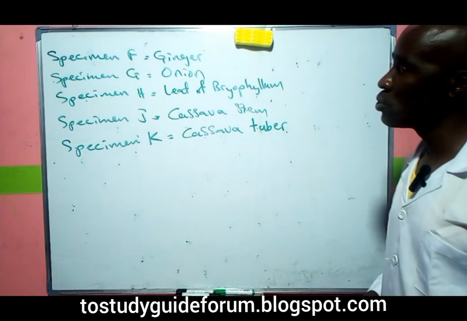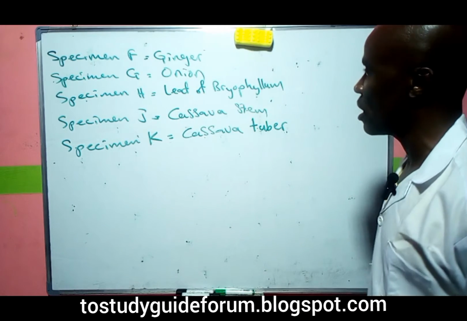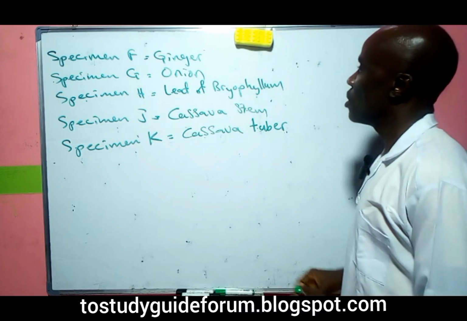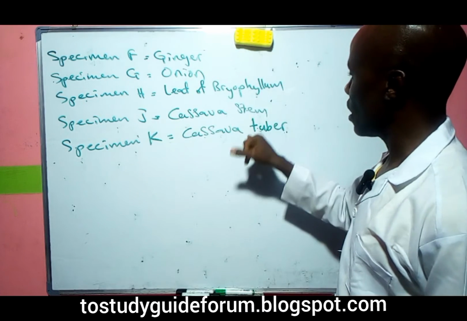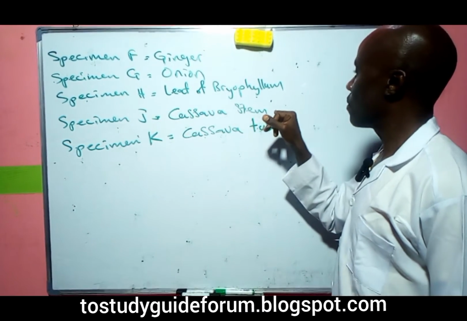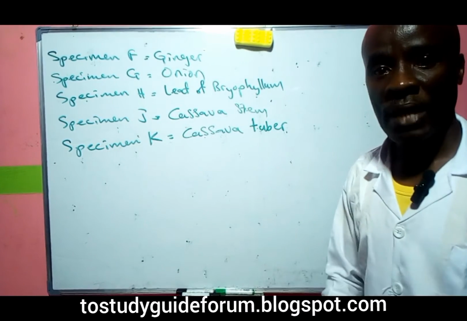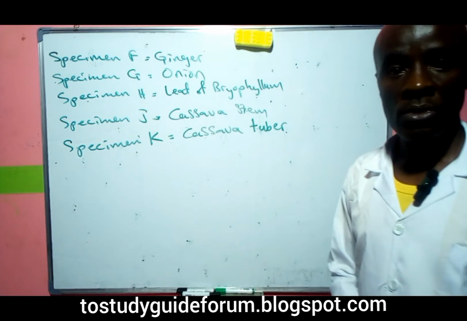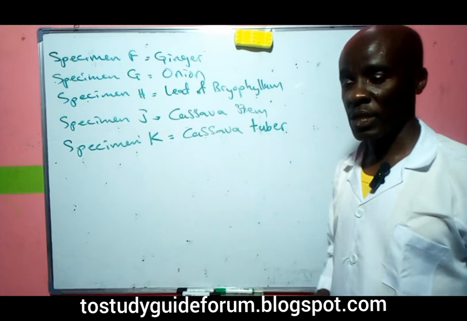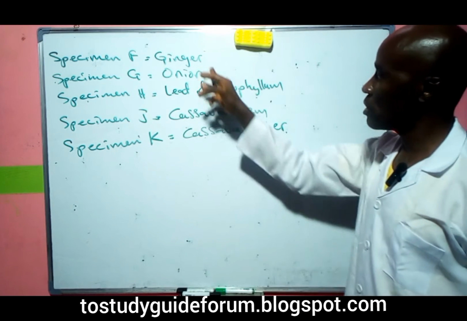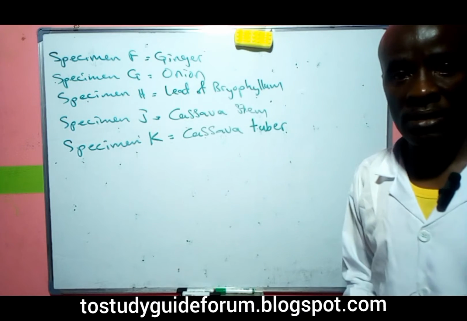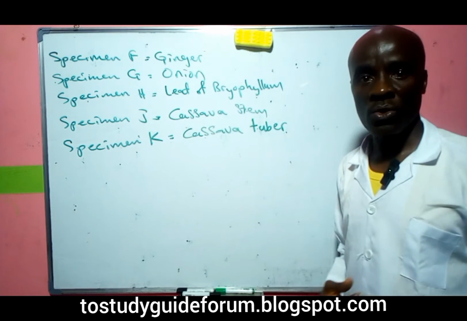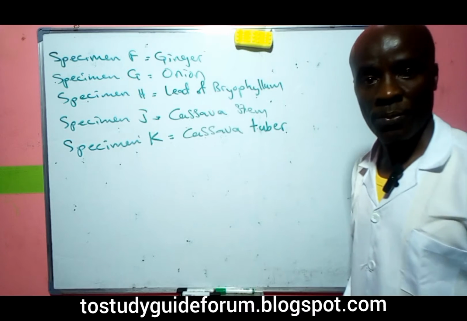Now there's something I want you to point out. I want to point out here clearly. You find out that one, two, three, and four, all of them have something to do with vegetative propagation. In terms of the ginger, ginger has an underground stem that is normally used in vegetative propagation.